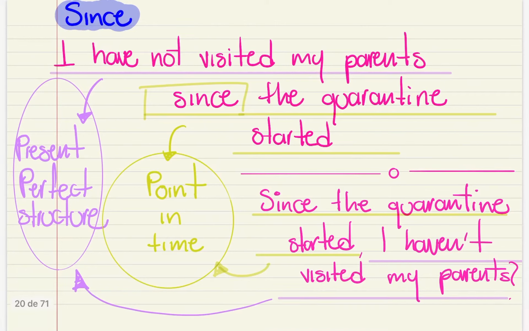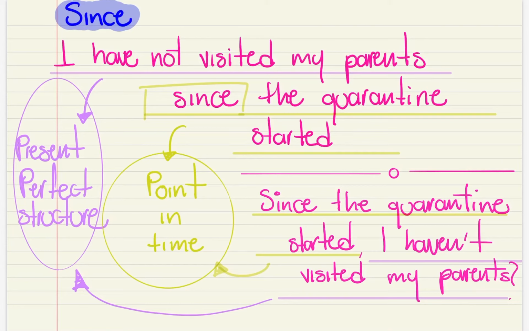Now we're going to go with since. As you can see, we have our example. Tenemos aquí todo nuestro ejemplo. And then we are going to talk about the structure and the word and the point of time. Y luego vamos a hablar de la estructura, luego de la palabra since y lo que indica. Yeah, very good. So we have, I have not visited my parents since the quarantine started. Yo no he visitado a mis padres desde que la cuarentena comenzó.